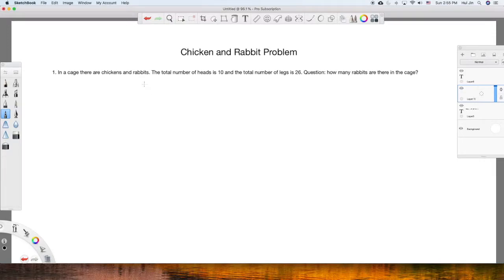First, trial and error. How do we do it? All right, we trial. So total number of heads is 10, and total number of legs is 26. Let's try, let's say 15 chickens. No, sorry, there are only 10 animals. So let's try 5 chickens and 5 rabbits.